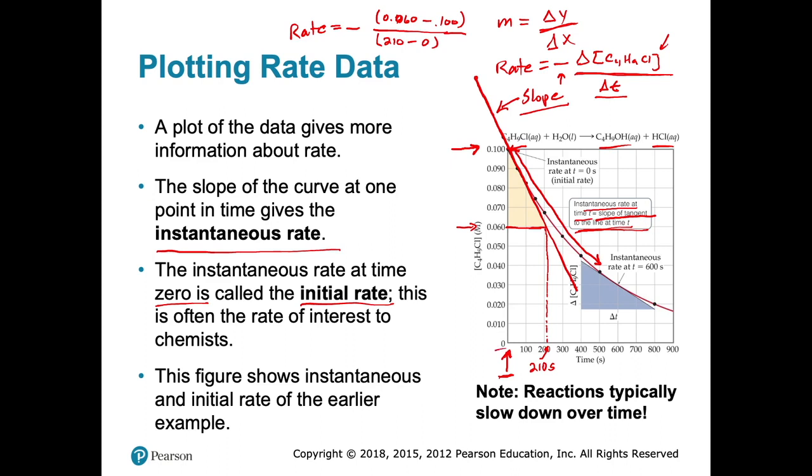And all we have to do now is this division, and we can solve for the instantaneous rate at time 0. I'll take this down here so I can write it out more clearly. We get an instantaneous rate of 1.9 times 10 to the negative 4 molar per second. By the way, that is the unit, molar per second.